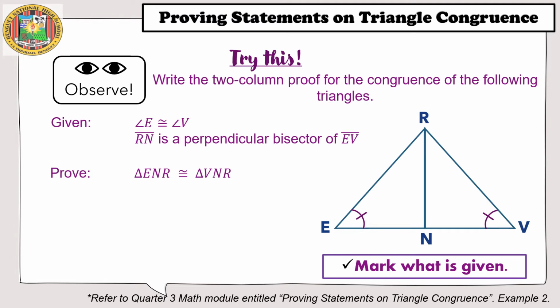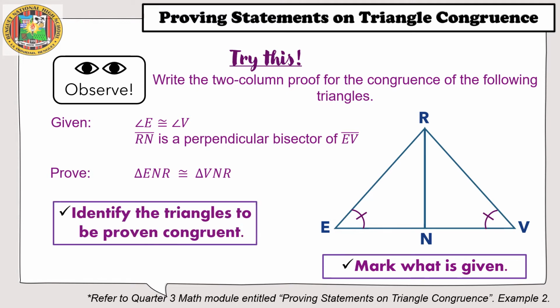Next, we identify the triangles that we have to prove congruent. We have triangle ENR and triangle VNR. Take note of the parts that are marked on each triangle.